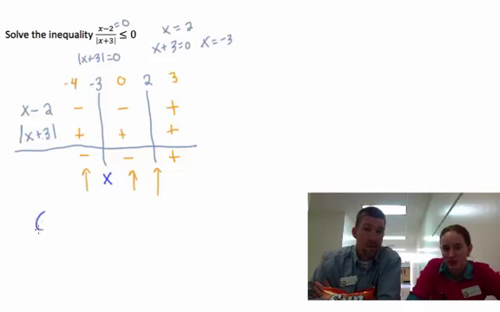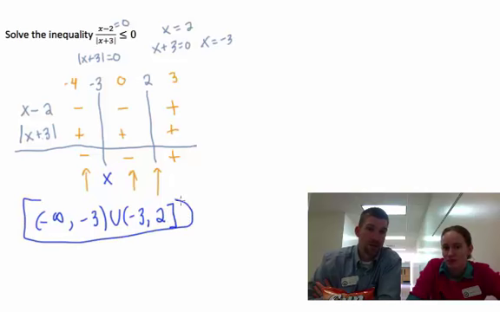So we go from negative infinity to negative 3, but we don't include negative 3. It can't include negative 3. And then we go from negative 3 to 2, but we do include 2 because 2 is 0. That is correct. There you have it.